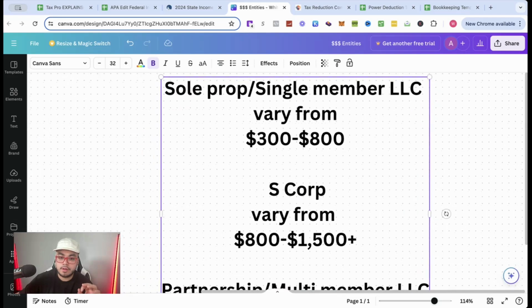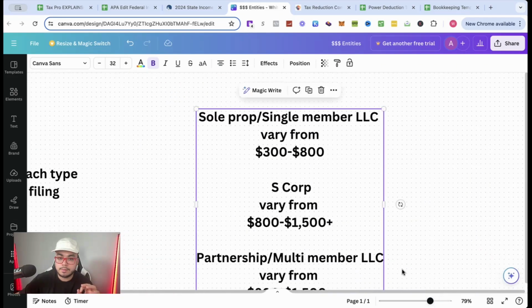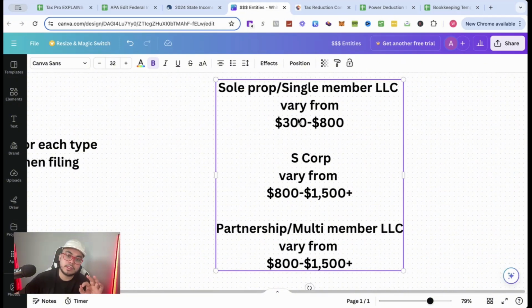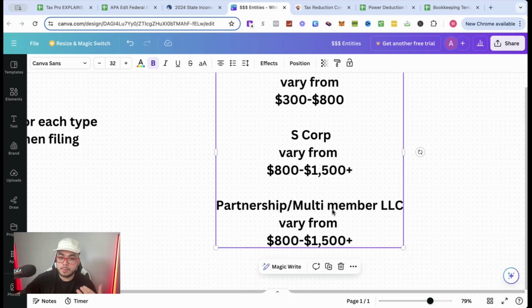Here are the price ranges for every single type of entity if you decide to move forward. All right. So sole proprietorship and single member LLC, this is going to vary between $300 to $800 just to file this Schedule C. And then if you are an S Corp, depending on the complexity of it, the 1120S, you're going to have to pay anywhere from $800, and I've seen upwards of $1,500 for a 1120S. A multi-member LLC partnership, which is a 1065, is going to vary right around the same as your S Corp. Your 1120S is going to be $800 to $1,500.